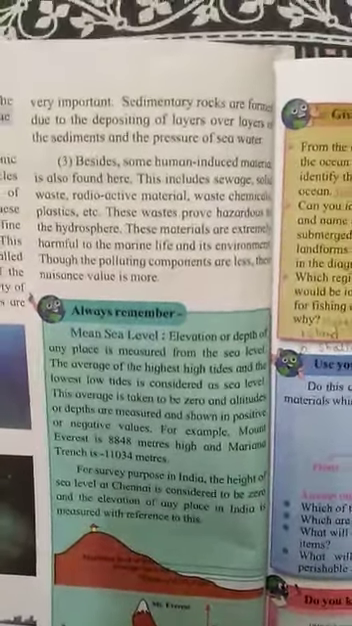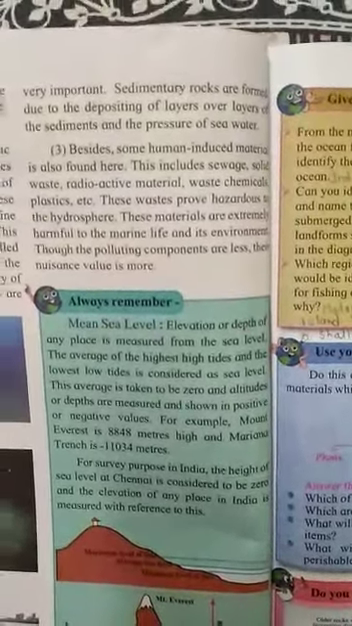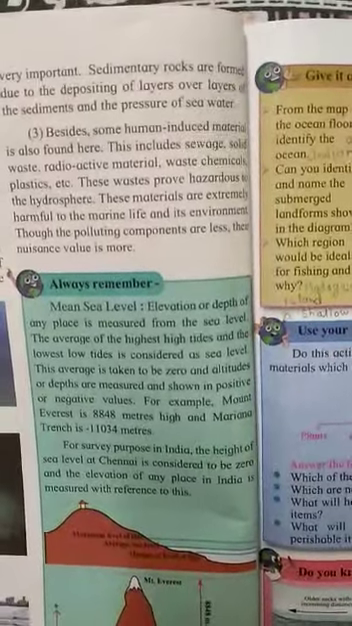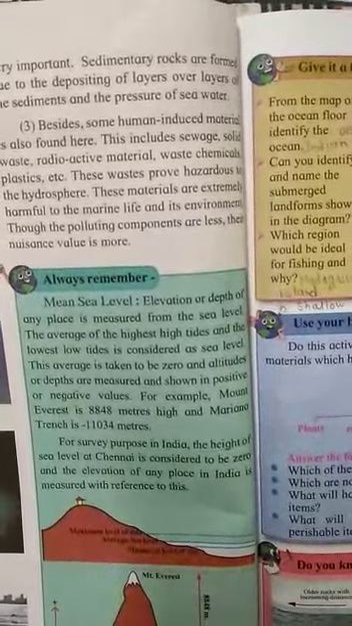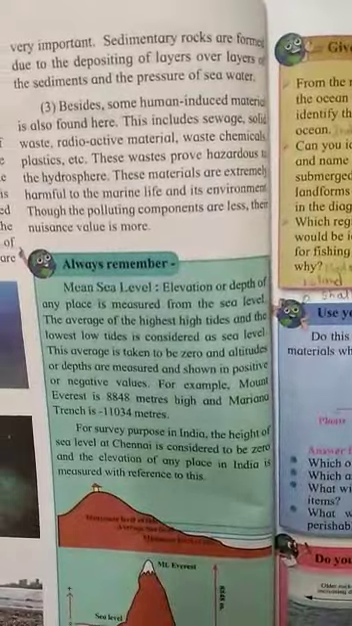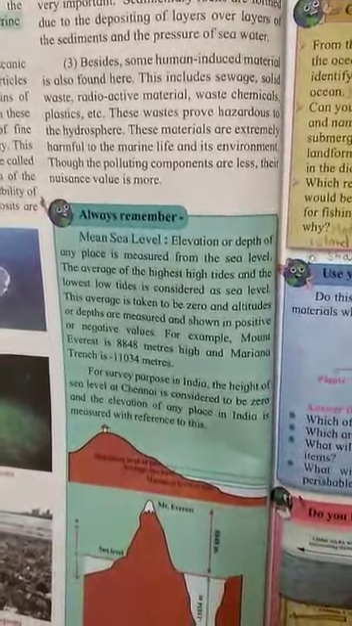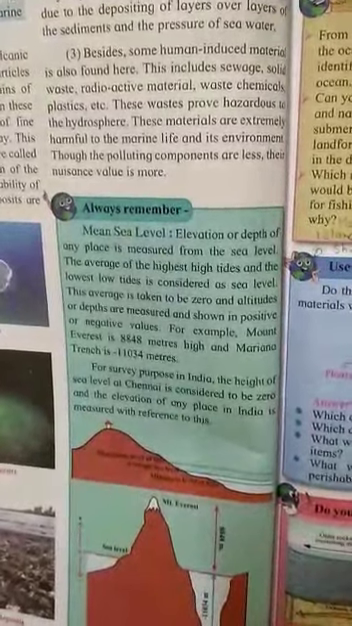So this deposited waste material harms marine animal life and marine plants. Thus, the disposal of waste material in the ocean by man is harmful to the environment. So, do not pollute the environment and save animal life or marine life.